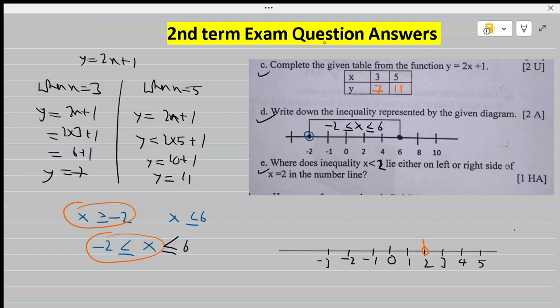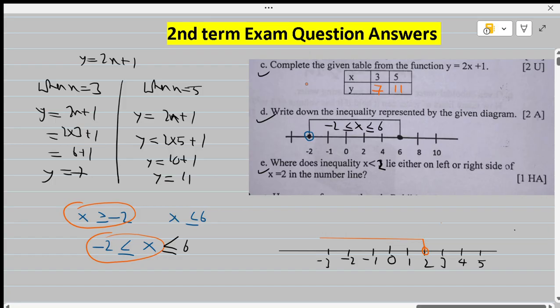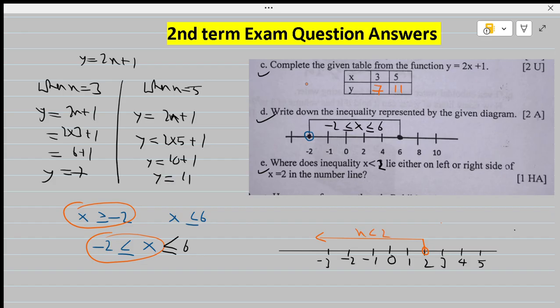So I show it here by making a line also. This side is lesser than 2, x lesser than 2. So we have to say here x lesser than 2 lies on the left side of x equal to 2. Right, that's it. So that is part E done.